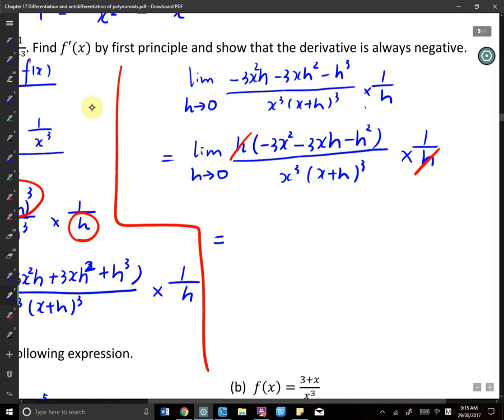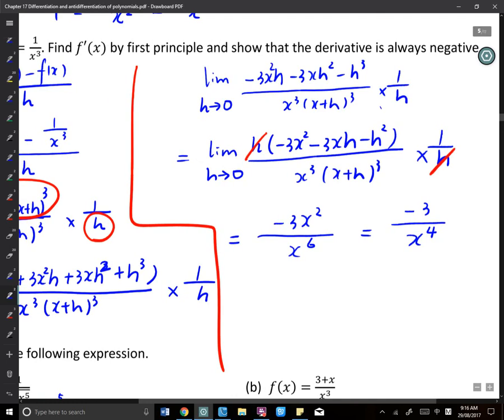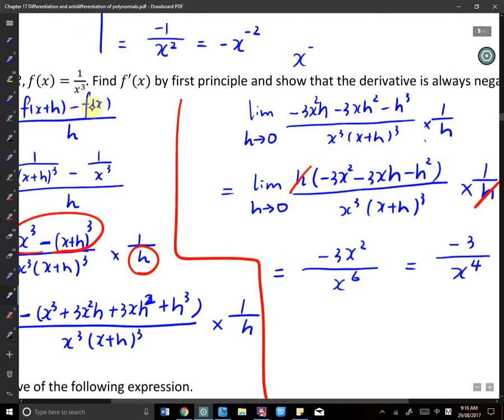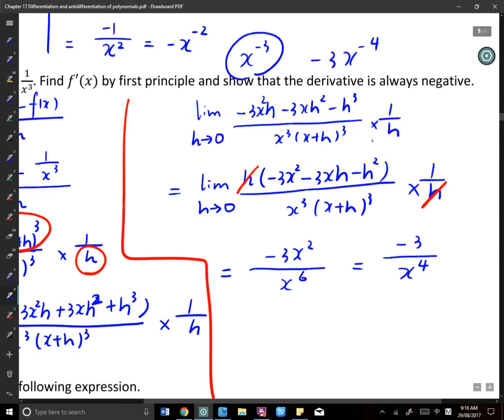That's 0. That is 0. So the top is minus 3x squared over, okay, x cubed times x cubed, so it's x to the power of 6. That is minus 3x to the power of 4. You need to double check, because you know what the derivative is. It's x to the power of negative 3, right? So it's minus 3x to the power of minus 4. And it is this, which is correct.